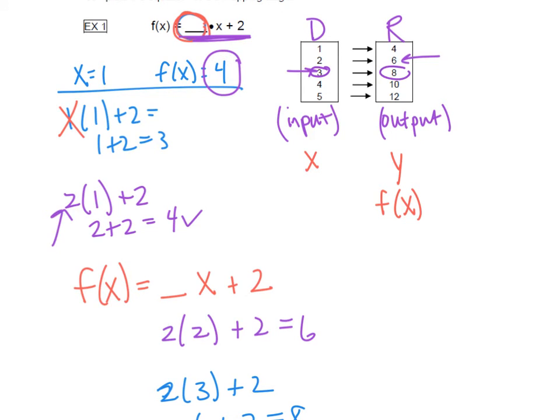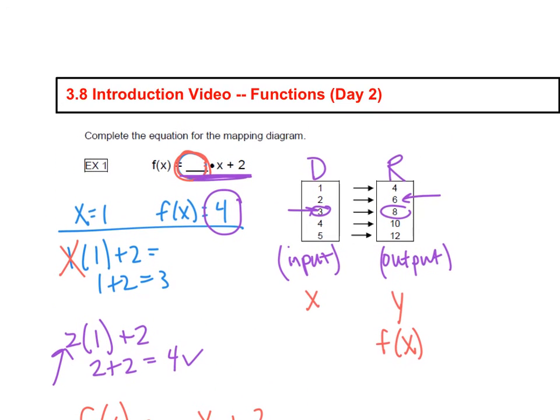So what number gets filled into our function rule that we just figured out? That is going to be a 2. So the function is f of x equals 2x plus 2.